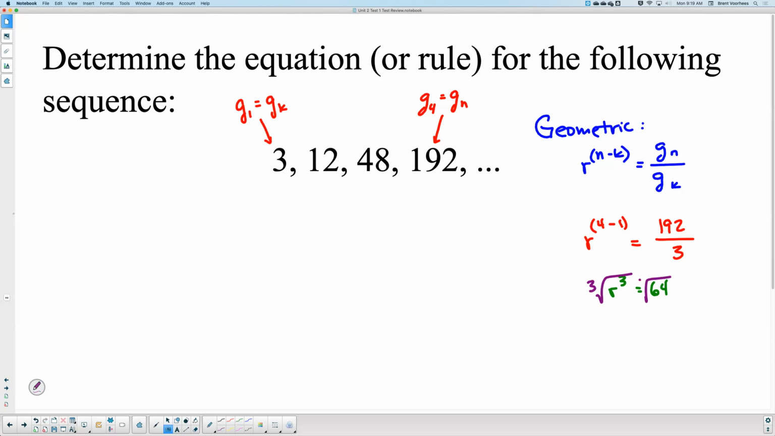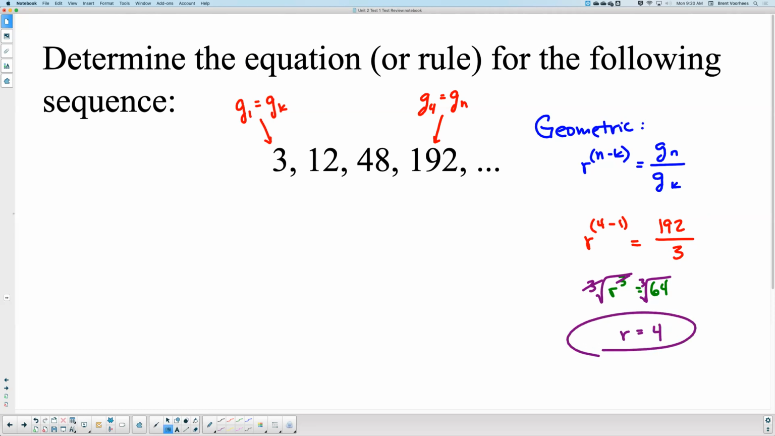So I'm going to cube root it. And by the way, it's an odd root, so you don't have to do plus or minus. Odd roots do not get a plus or minus. It's only the even roots that get a plus or minus. So what can multiply times itself 3 times and give you 64? We thought it was 4 earlier. Let's test it. What's 4 times 4? 16. 4 squared is 16. Times that by 4, 64. So R is 4.